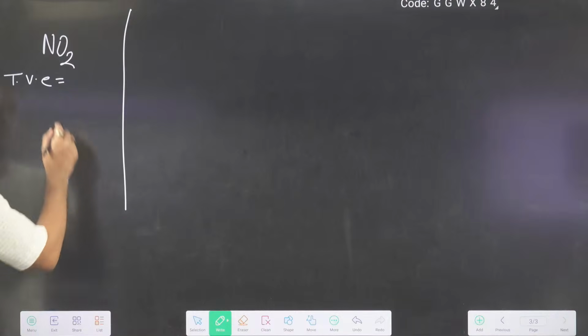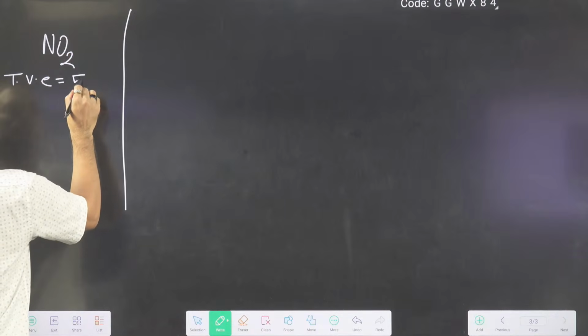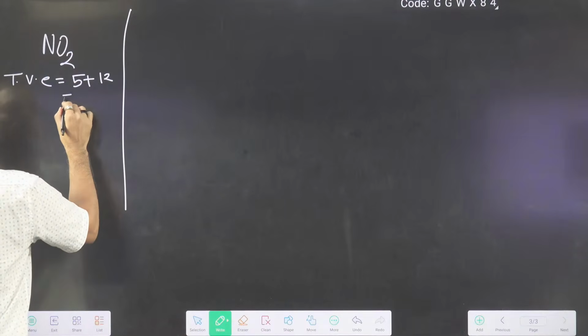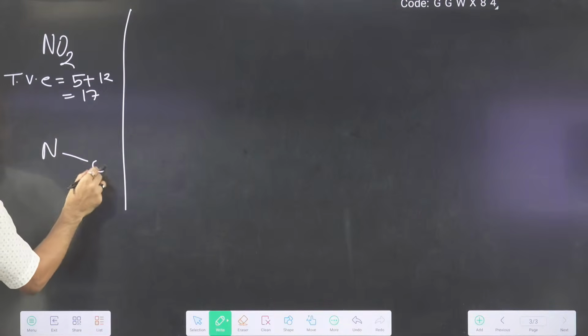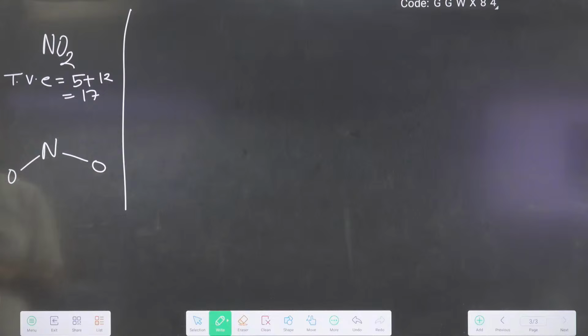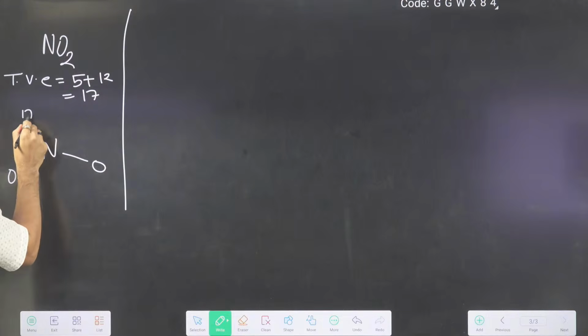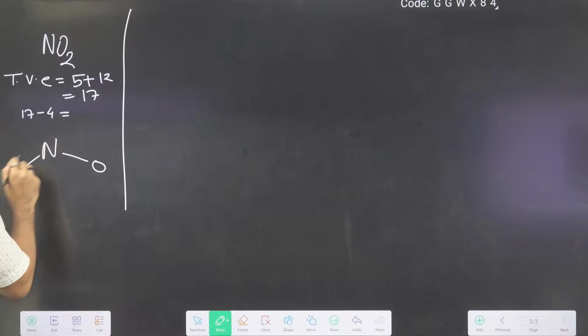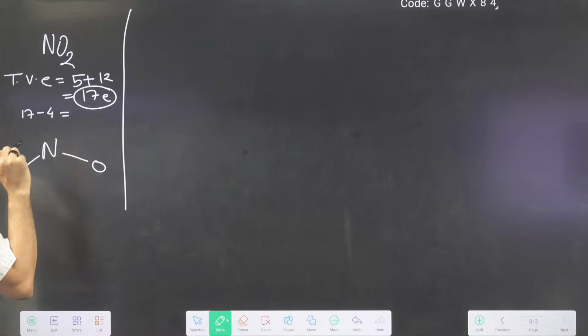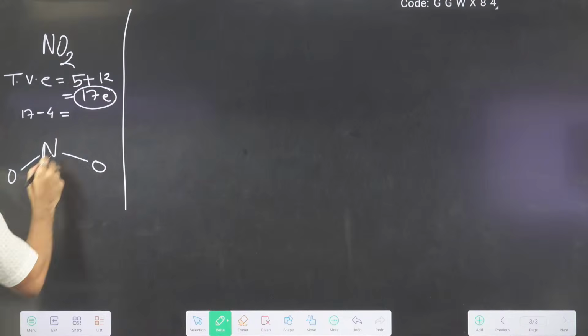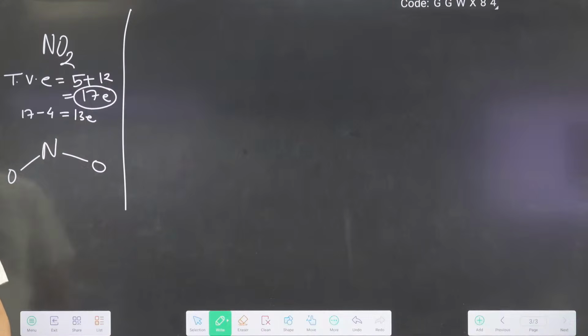Okay. So total valence electrons: we don't only check nitrogen, 12 plus 5, that will be 17. Then we take the central atom, then connect to the terminal atoms by 1 bond. So 4 electrons used, 17 minus 4, that means how many left now? And from here we can see 17 electrons, that means this is an odd electron species. So 13 electrons left. What do we do after this? What do we do after this?